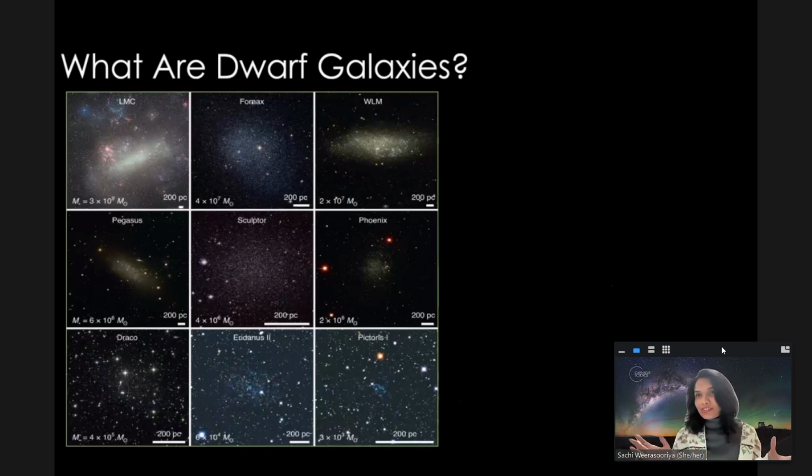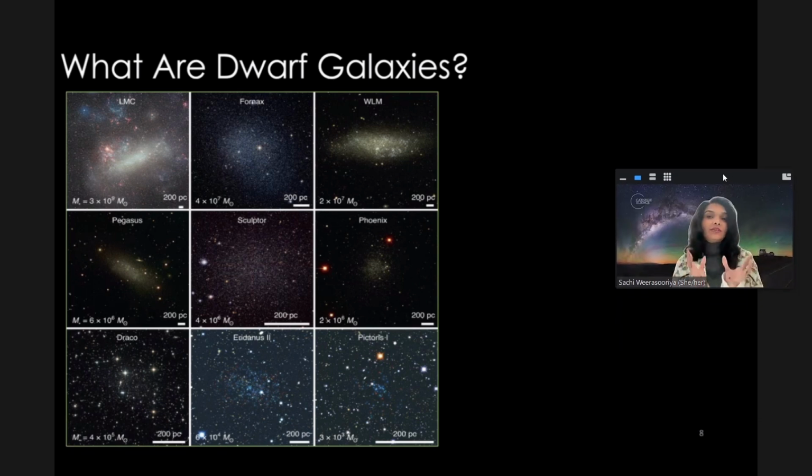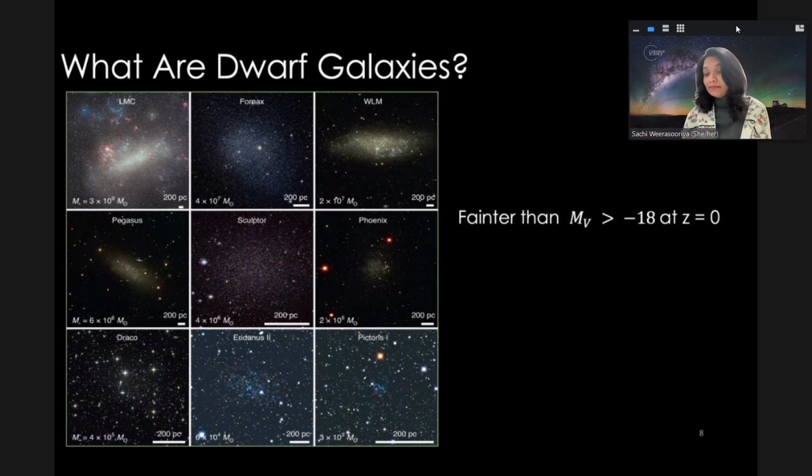What about the smaller structures? Now we are able to reproduce the large scale structures, but we need to understand the smaller scale structures of the universe as well. Now these are dwarf galaxies. What are dwarf galaxies? Dwarf galaxies are fainter than about minus 18 magnitudes at a redshift of 0.